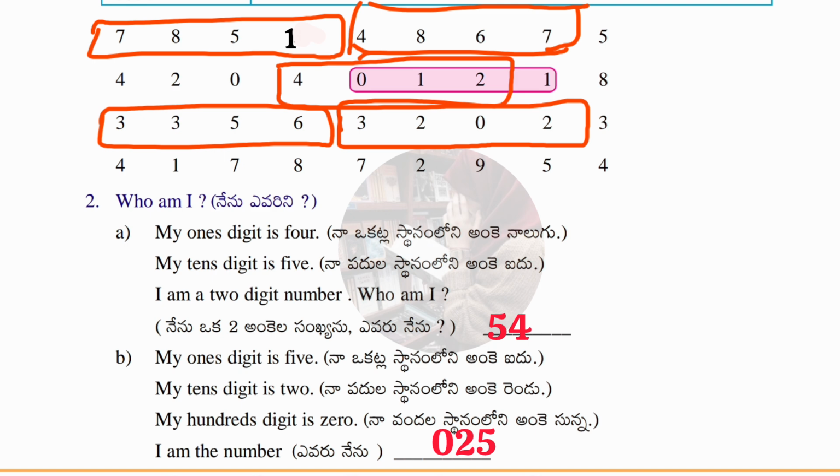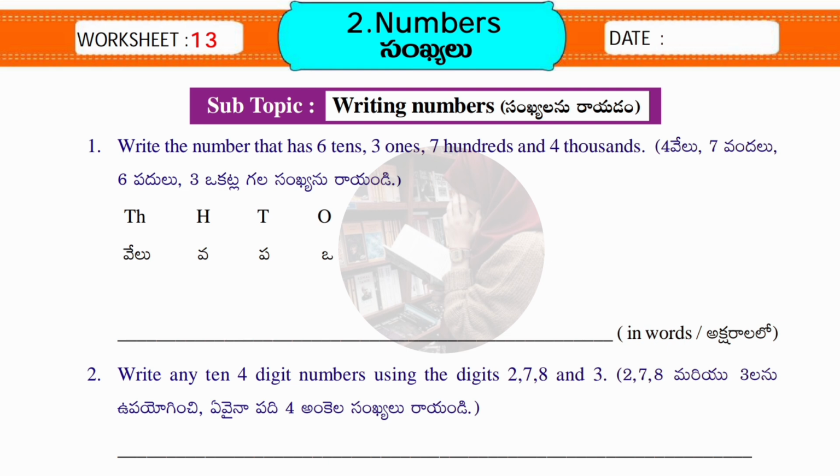Understood guys? Now let's move on to the next worksheet, that is worksheet number 13. Here the subtopic is writing numbers. So first Roman, first question. Write the numbers that has 6 tens, 3 ones, 7 hundreds and 4 thousands. Okay. So we have given thousands place, hundreds place, tens place and ones place.